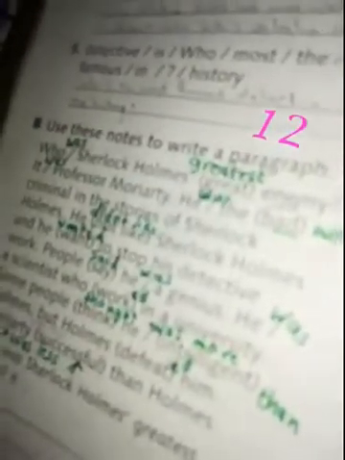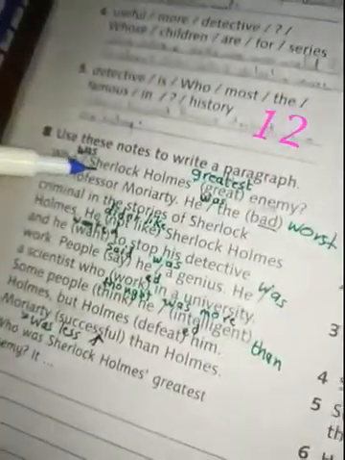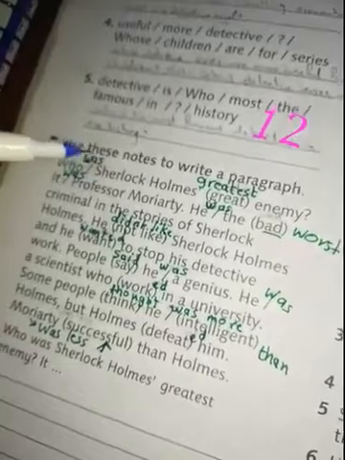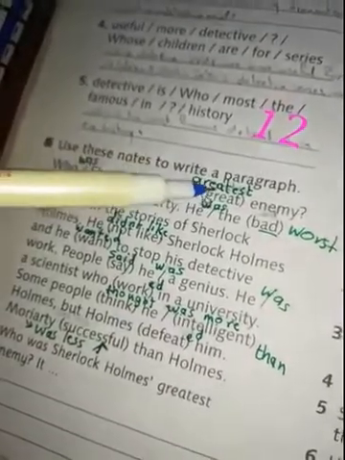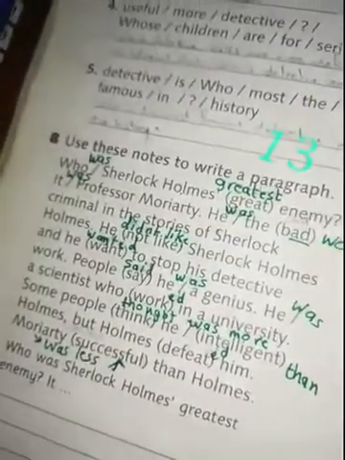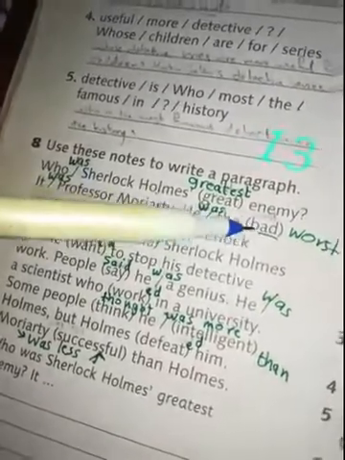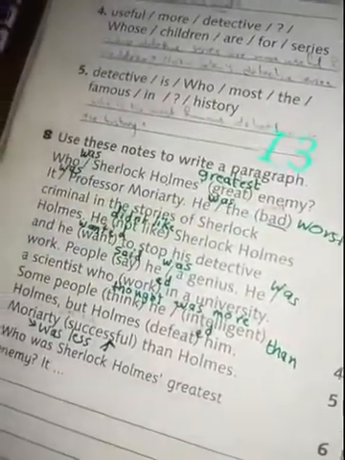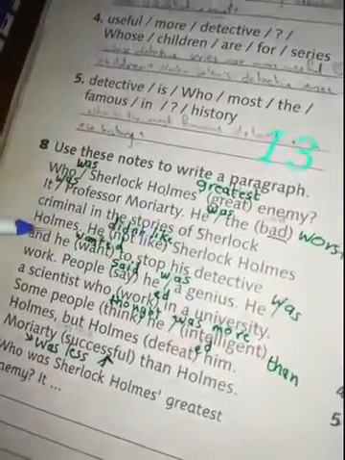Number 8, we want to do this question. Use these notes to write a paragraph. Who? Sherlock Holmes. Now we want to add a verb. Who was Sherlock Holmes' greatest enemy? It was Professor Moriarty. He was the worst criminal in the stories of Sherlock Holmes. Bad becomes worst.